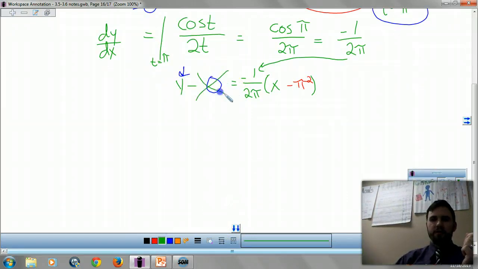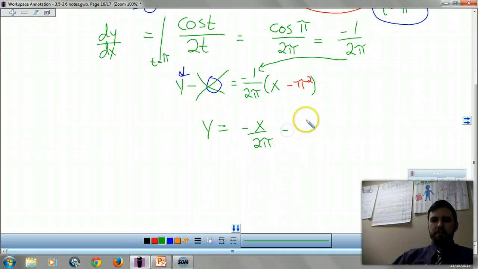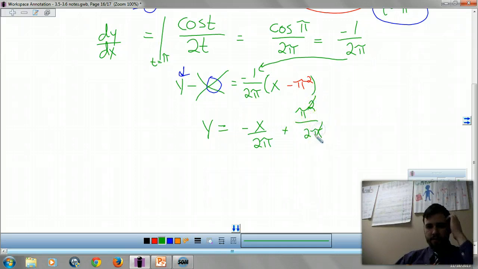So actually, that goes away. y equals, distribute that through just for fun, negative x over 2 pi minus pi squared over 2 pi, plus, because the negative has to go through, so it's actually pi over 2. And that's your equation.